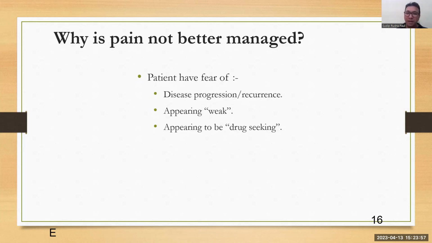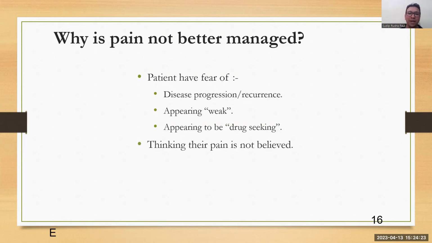Sometimes it is fear of appearing drug seeking. If I complain continuously, the medical team will assume that I'm addicted to the pain medications. They will transfer me to another hospital, like a psychiatric hospital, for an addiction disorder. So this treatment will get paused, so better not to inform anything.